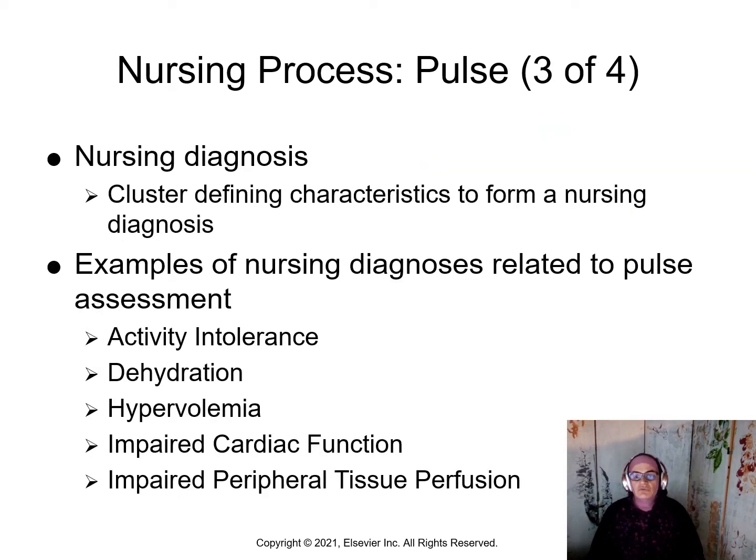And then you find something abnormal in the pulse. What are some of the nursing diagnoses? How does activity intolerance tie into a pulse? How does dehydration tie into a pulse? So you're going to tell me some of those. What do you think of those 2 nursing diagnoses or problems that you're seeing with alteration in the pulse?